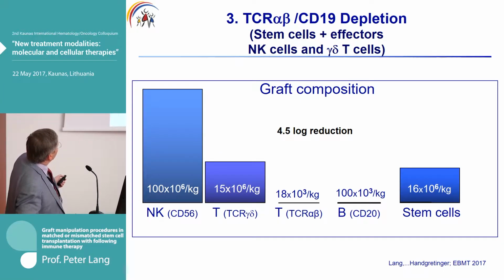Now we do a T-cell receptor alpha-beta and CD19 depletion. Thus, we infuse NK cells and also gamma-delta T cells. Again, the backbone is a high number of stem cells with low numbers of residual alpha-beta T cells, less than 18,000 per kg, and with high numbers of NK cells and also gamma-delta T cells.